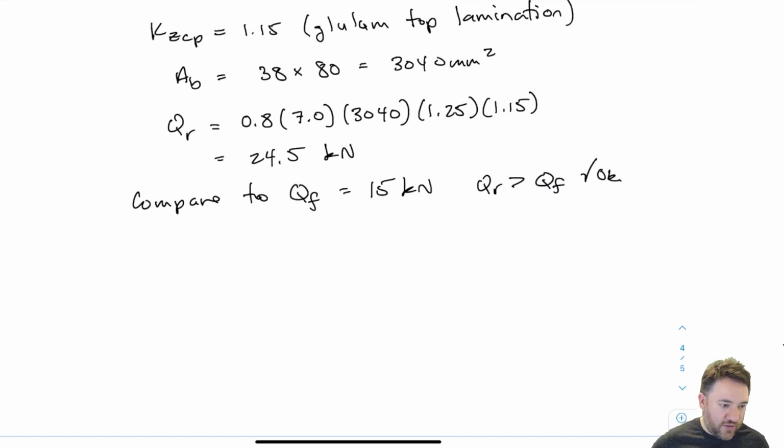Okay, so those are all the bearing checks for the beam. So the beam is done. But now we have to get to the joists. Because as the joist pushes on the beam, the beam pushes on the joist. So the joist has a bearing resistance as well. So we have to do that separately.